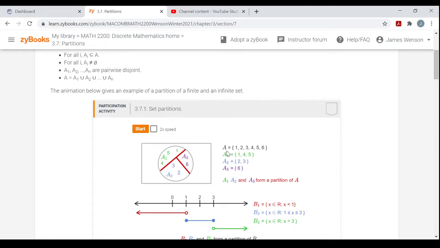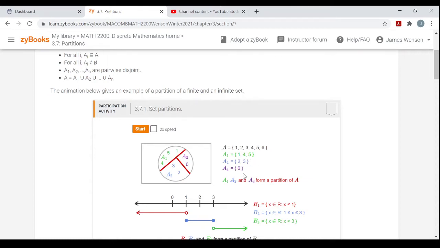See, set A is the collection 1, 2, 3, 4, 5, 6. Just break this up into some non-empty pieces with no overlap. 1, 4, 5 for A1, 2 and 3 in set A2, and 6 in set A3. See how these are pairwise disjoint? If you take A1 and A2, they don't have anything in common. Take A1 and A3, they don't have anything in common. Take A2 and A3, and they don't have anything in common.